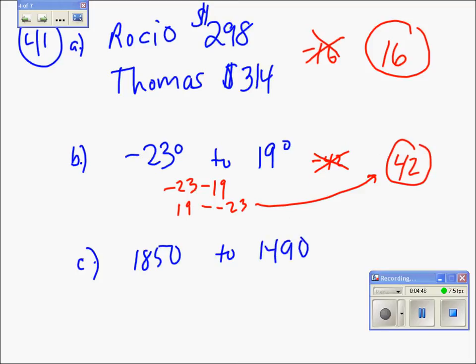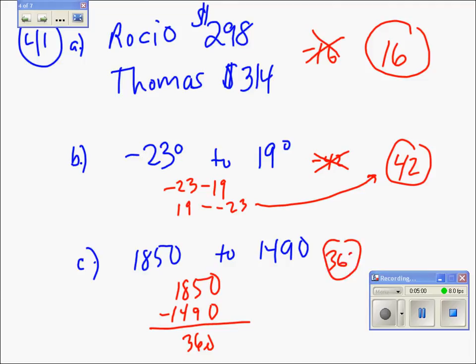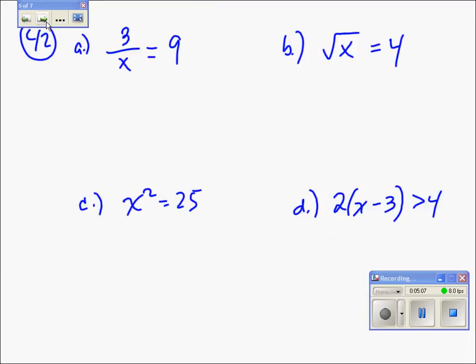1,490 is the other one. So take these two things and subtract them. 1850 minus 1490. So you should get 360. So there's the difference, 360. And part D says explain why they're all positive, and I hope I've already addressed that issue.